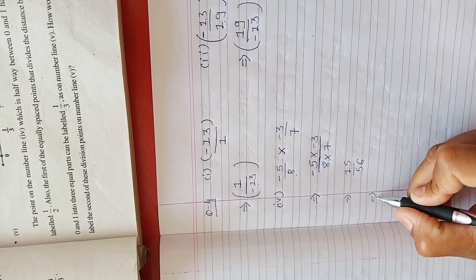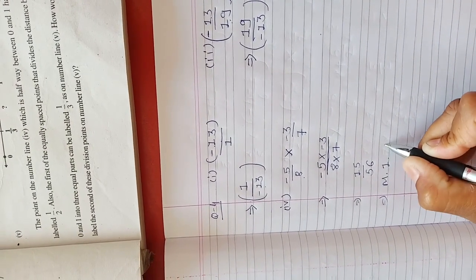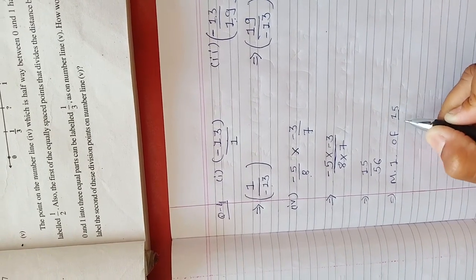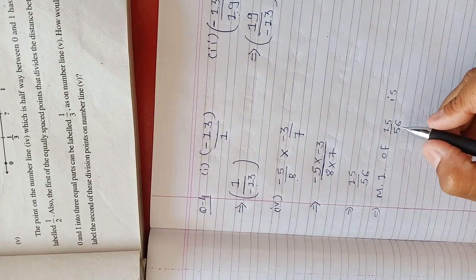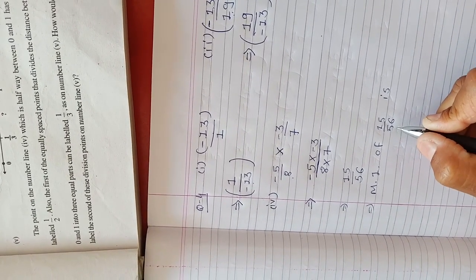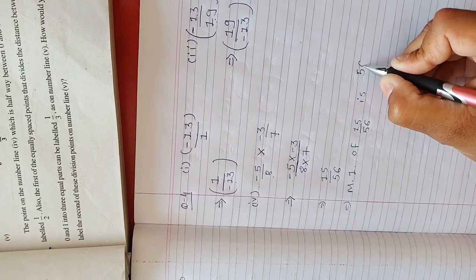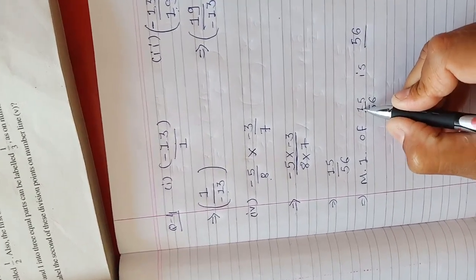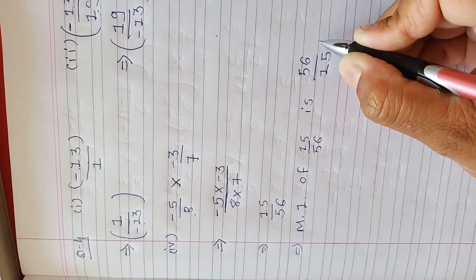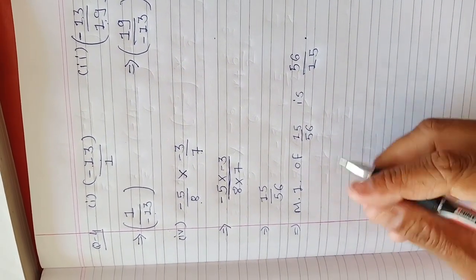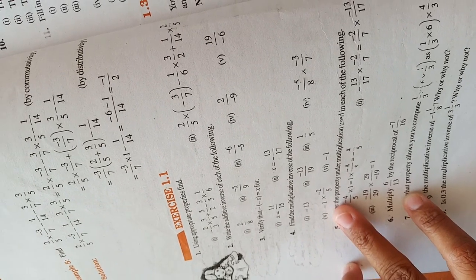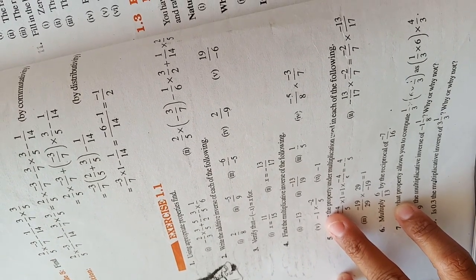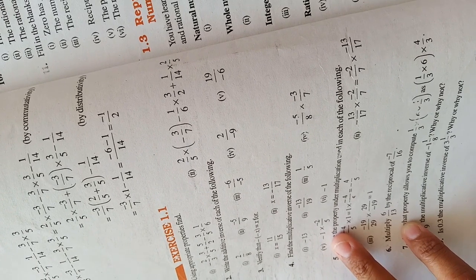Now what is the multiplicative inverse of 15 upon 56? What is our answer? So this 56 which is in the denominator, we put down in the numerator, and this 15 which is in the numerator, we put down in the denominator. This one is your answer. After that, fifth number. In the fifth number you have to do minus 1 multiplied by minus 2 upon 5.